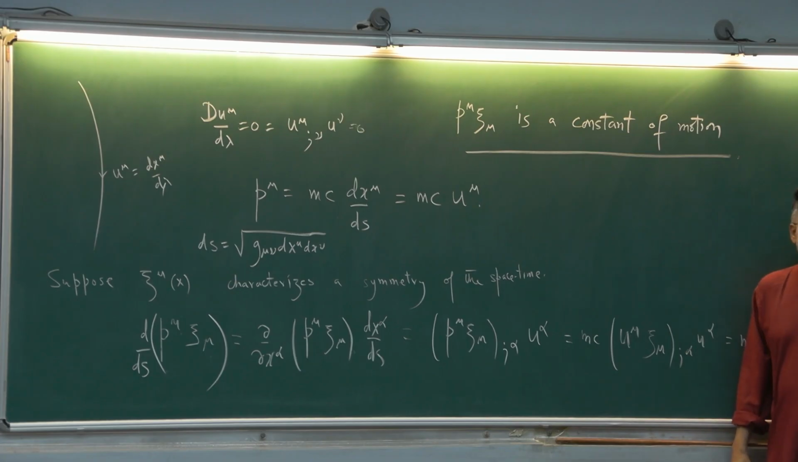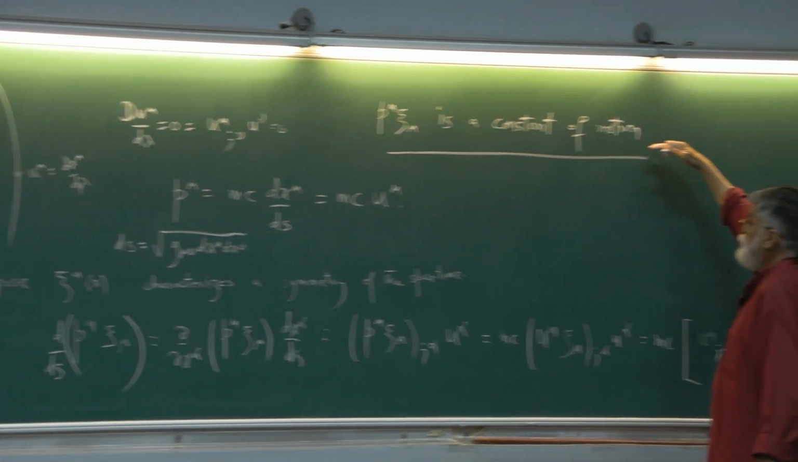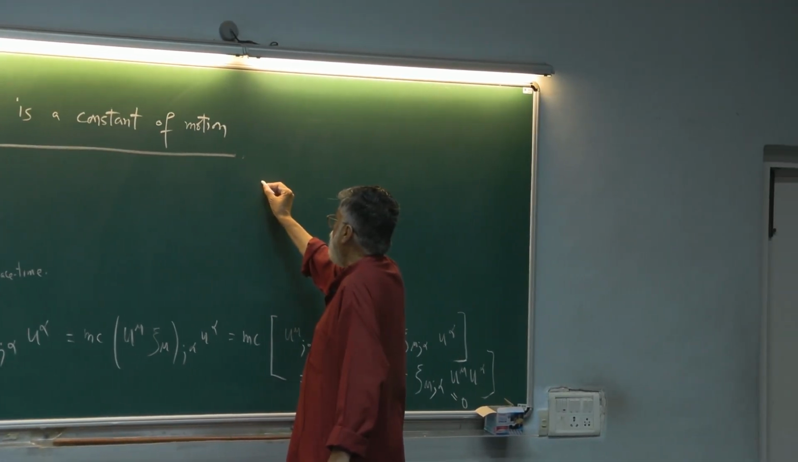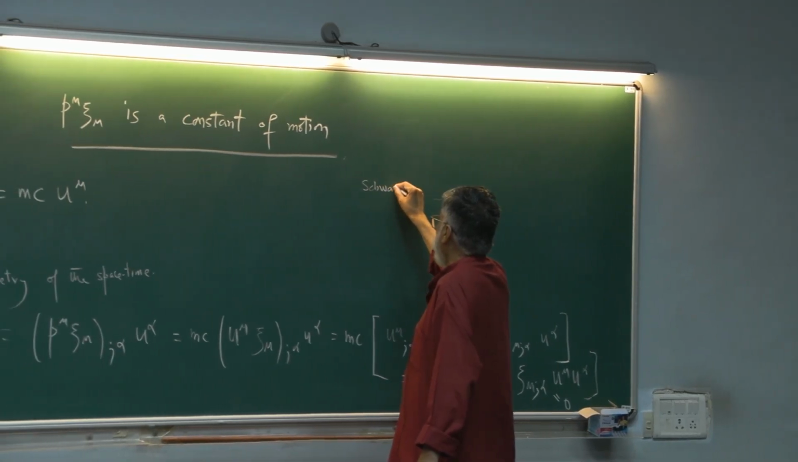So as an application, there are many applications. As an application, whether as Anuj did with Kerr black hole or Schwarzschild black hole, you can immediately identify two conserved quantity, namely energy and angular momentum. For example, in the case of Schwarzschild black hole or Schwarzschild space-time, need not be a black hole, there is a constant of motion.